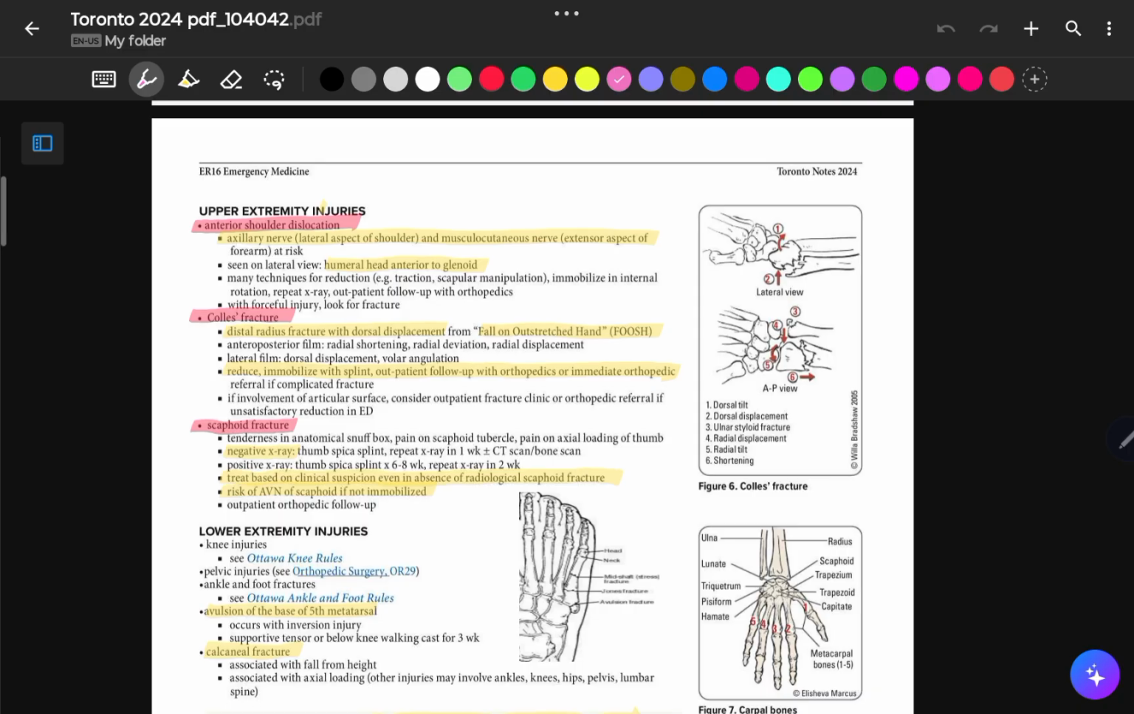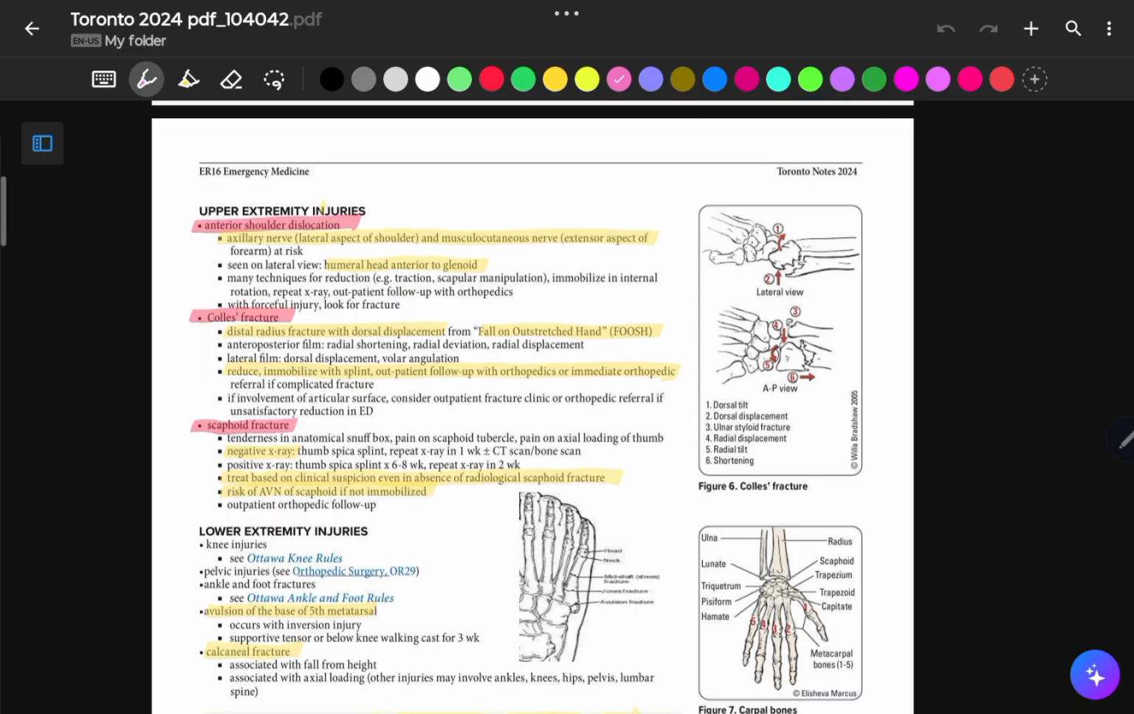Next, let's talk about upper extremity injuries. The first one we're talking about is the anterior shoulder dislocation. Now, what is the neurovasculature around that? It is the axillary nerve, which supplies the lateral aspect of the shoulder, and the musculocutaneous nerve, which supplies the extensor aspect of the forearm.